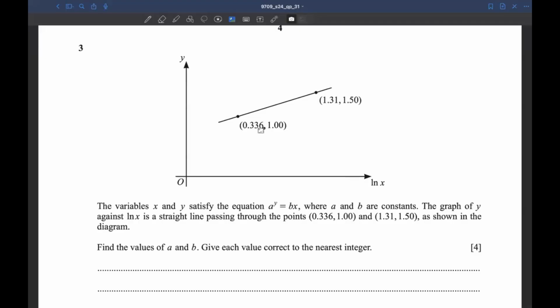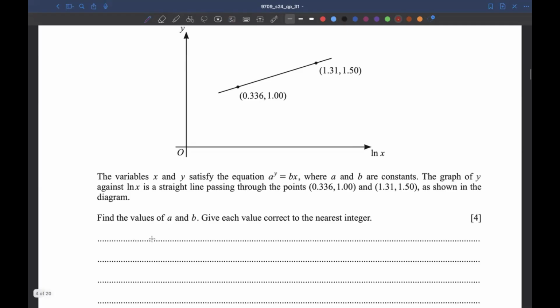In question 3, it says that the variables x and y satisfy the equation a to the power y equals bx. The graph of y against ln x is given, and the points are also given as shown in the diagram. We have to find the values of a and b and give each value correct to the nearest integer. Now, the first thing we'll have to do is represent this equation in the form of a straight line. So the equation is a to the power y is equal to bx.